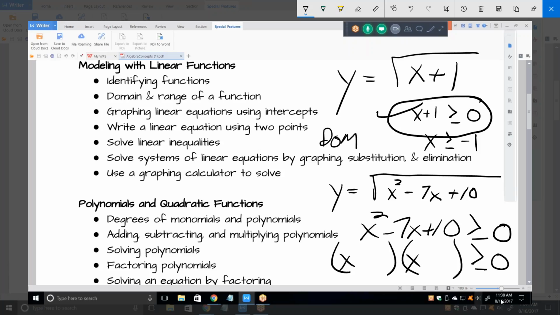X minus 7. Wait, no. I want you to go through each of the three steps and tell me step by step. First step is what? Split the x's up. Okay, split the x's up, and then the second step is what? And this is the most important one, and this is the one that most students screw up the most, that second step.